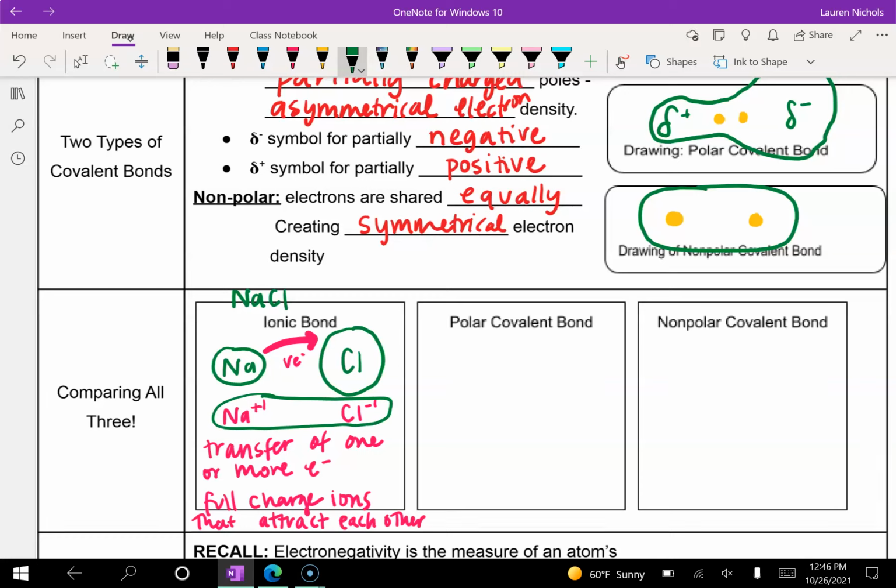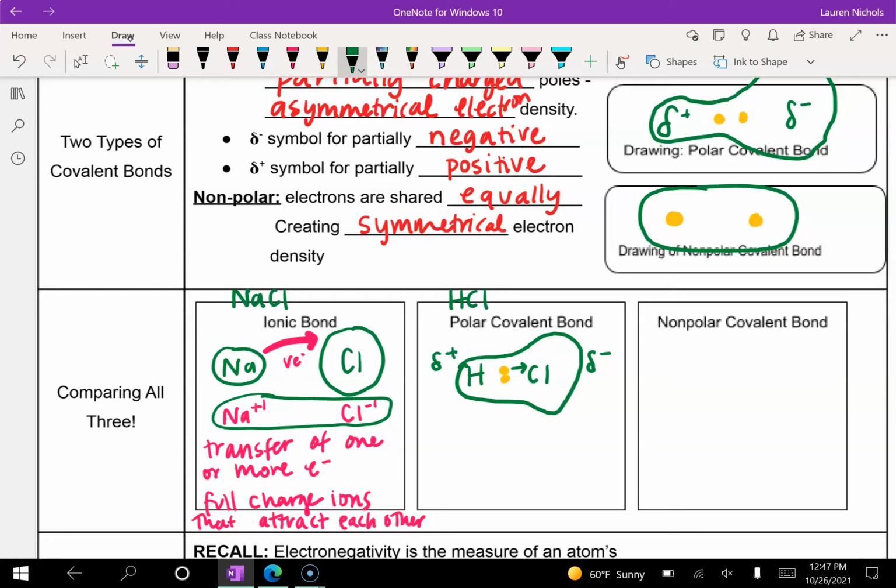Okay, and so if we look at a polar covalent bond, for example, hydrochloric acid, when you have hydrogen and you have chlorine, the atoms are bonded, and these electrons that are being shared are not being shared evenly. What happens is they spend a lot more time with the chlorine than they do with the hydrogen. And so this means that chlorine is going to be partially negative and hydrogen is going to be partially positive, because the electrons, which are negative, are spending more time around the chlorine.